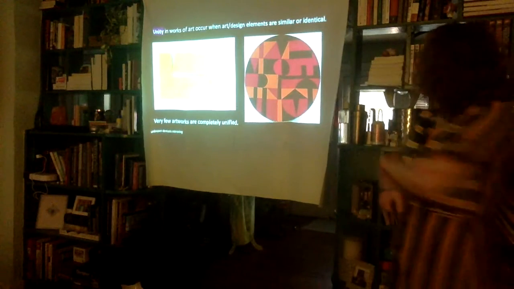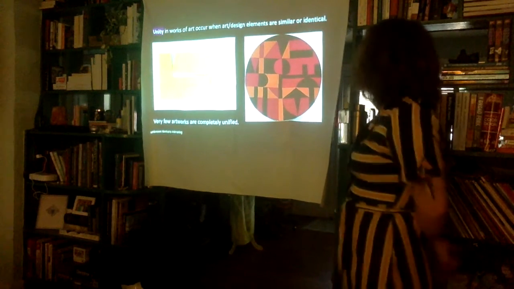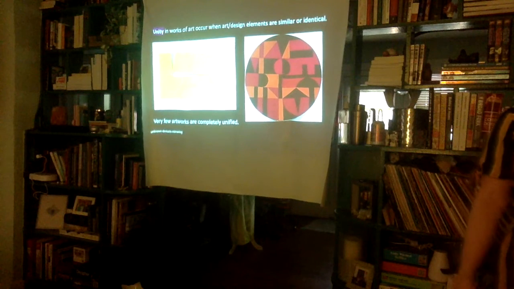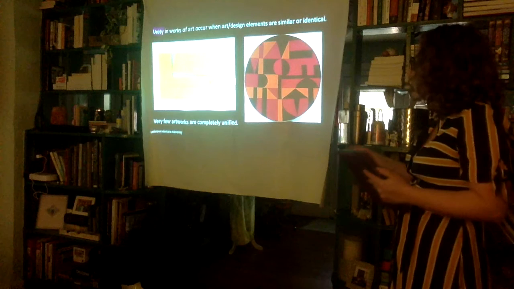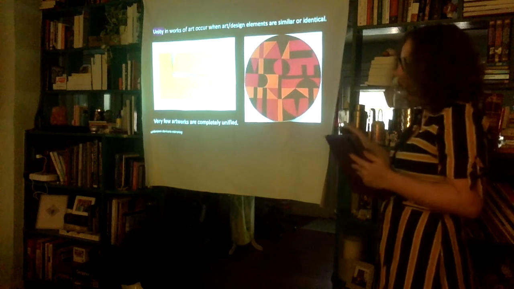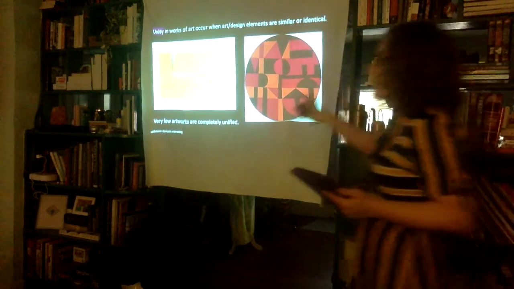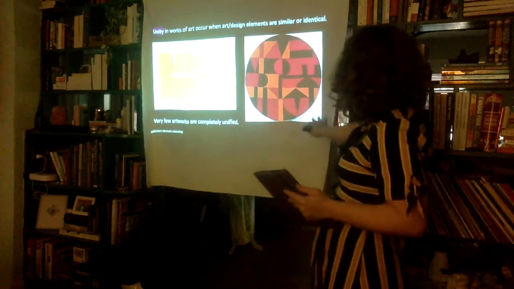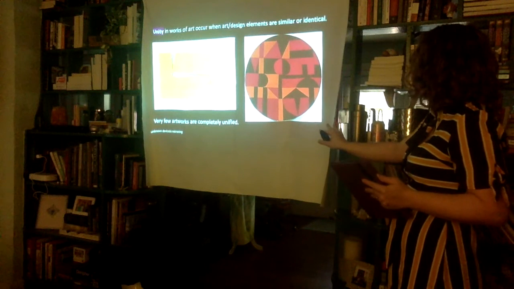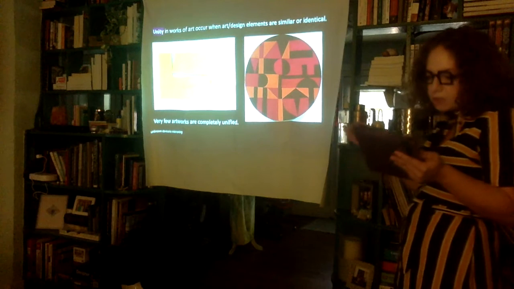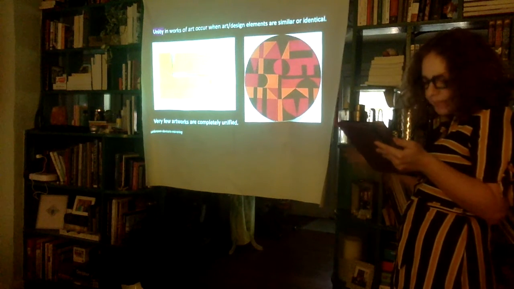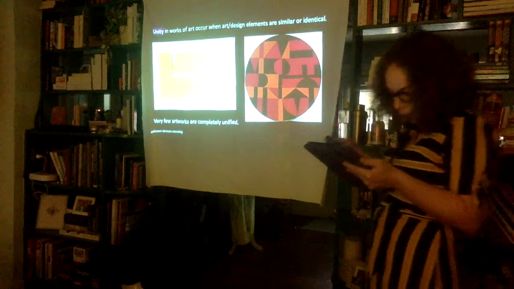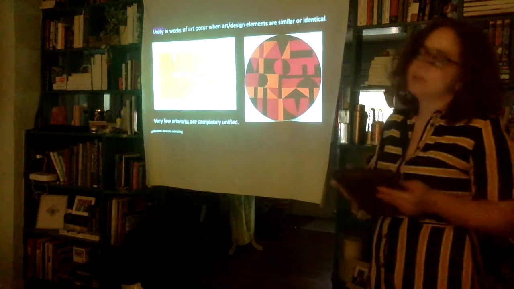So unity. Unity in works of art occurs when art/design elements are similar or identical. Very few artworks are completely unified. Here we have some artworks by Carmen Herrera, and these are examples of unified artworks. This would be a completely unified artwork, and this one is pretty close to being completely unified, but these two are mostly unified, I think. It says, in design, unity describes the feeling that all elements in a work belong together and make up a coherent and harmonious whole. When a work of art has unity, we feel that any change would diminish its quality.